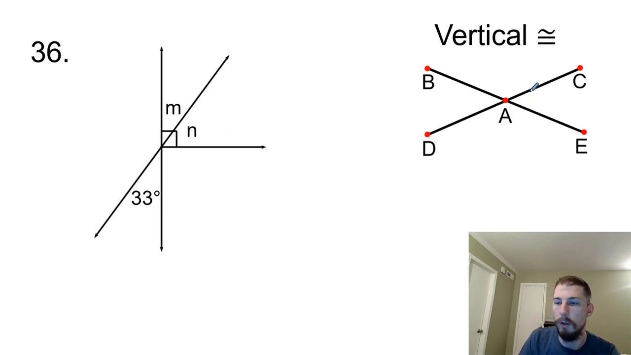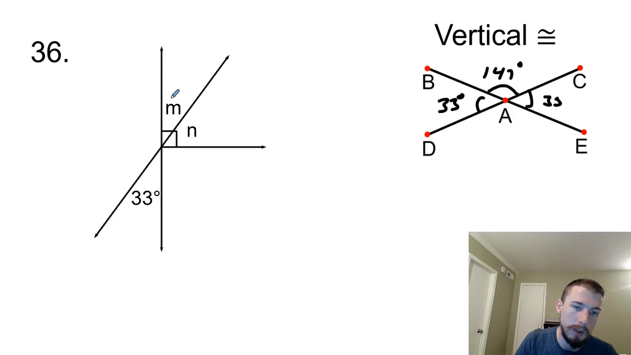So if this angle over here is, let's say, 33 degrees, then we know the vertical angle on the other side also has to be 33 degrees. That's because they have the same supplement, which would be 147 degrees. And the supplement of 147 is, of course, 33. So if this is 33, we know the vertical angle immediately on the other side has to be 33 degrees.